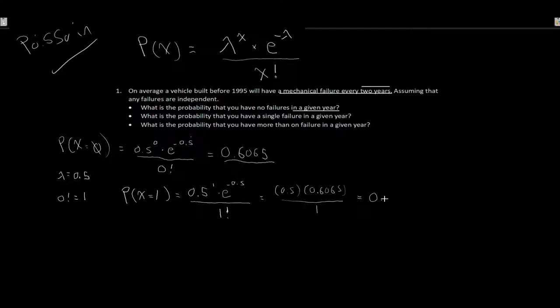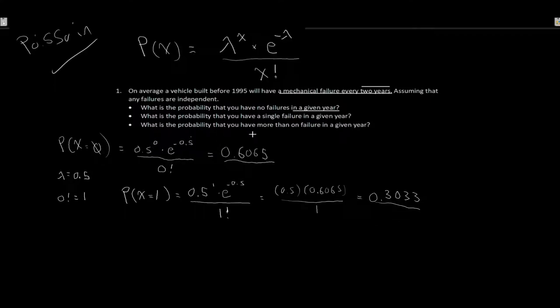So what do we get as our probability of 1 failure? Our probability of 1 failure is 0.3033. So about a 30% chance that we witness a single failure in a given year. Not so bad.